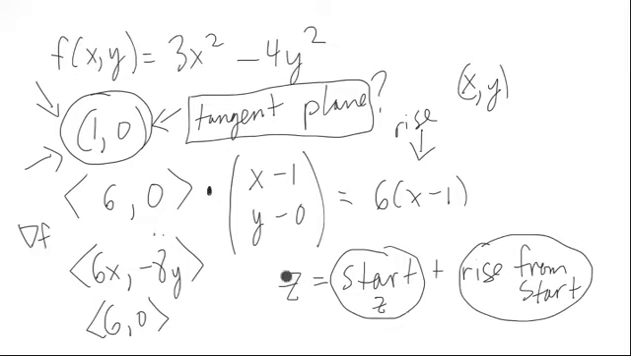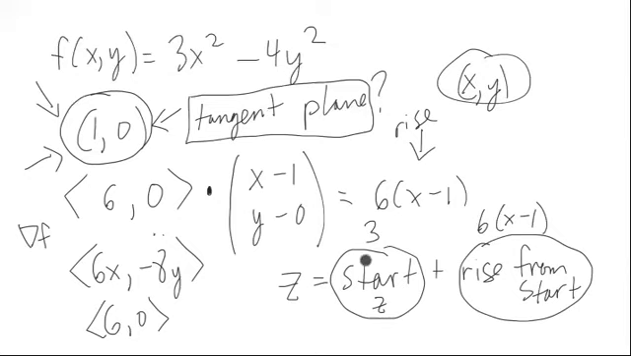So we've got to find our starting z value. Our starting z value is the output of the function at (1, 0). So we can stick (1, 0) in here, and we end up getting 3. So our starting z value is 3, and our rise from the start to the point (x, y) is simply plus 6(x minus 1). Okay, so that's it. That's the equation of the plane.